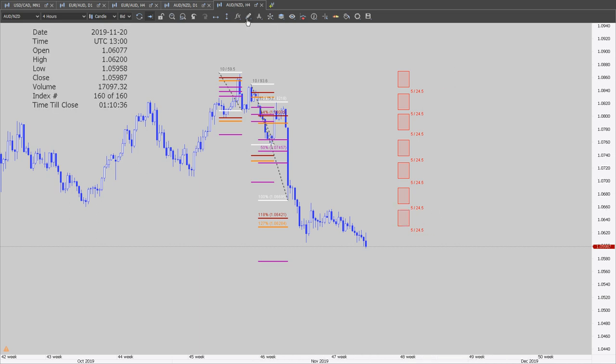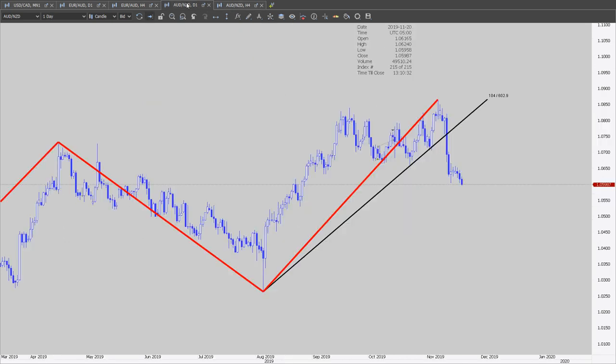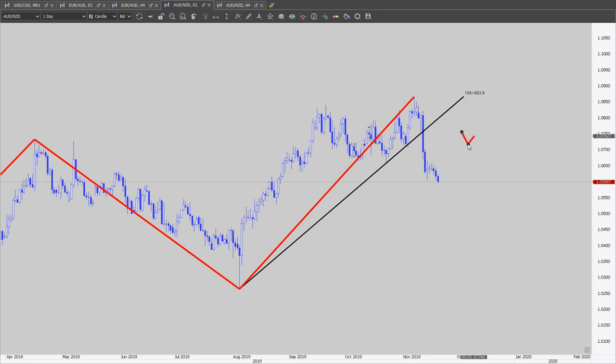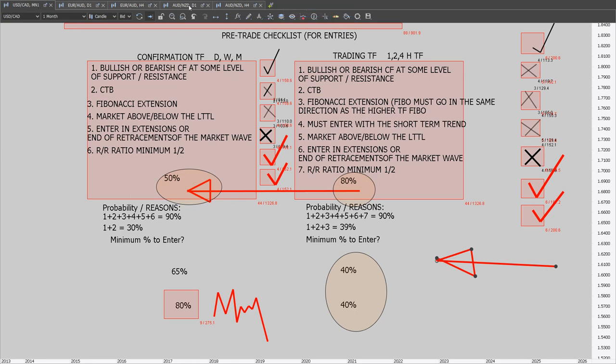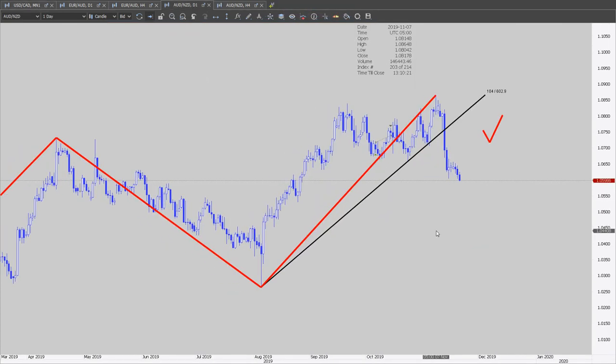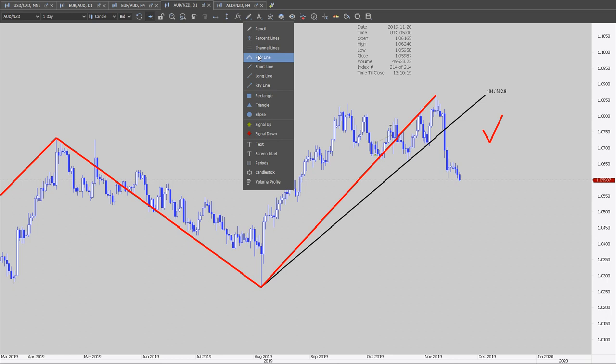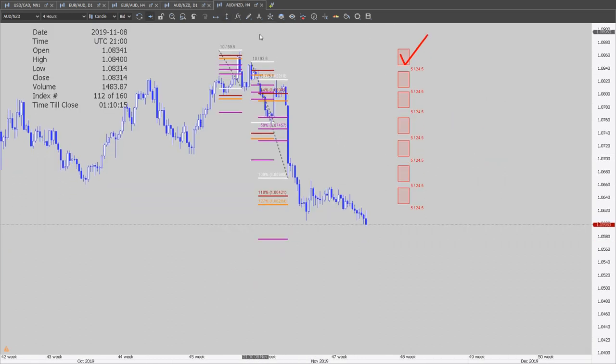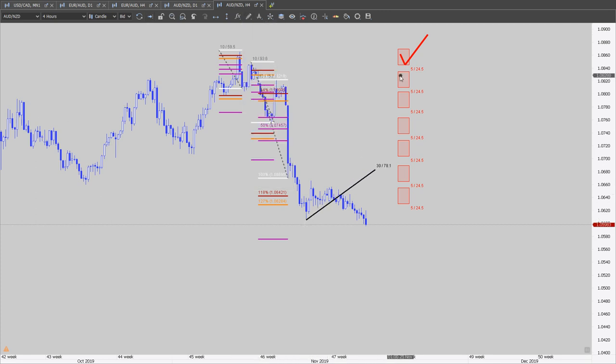Okay, bearish candlestick formation, check on the daily chart, yes, check, and the market is falling. Number 2, counter trend line break, yes, check. Counter trend line break, yes, it's here, so it happened, so it's a check.